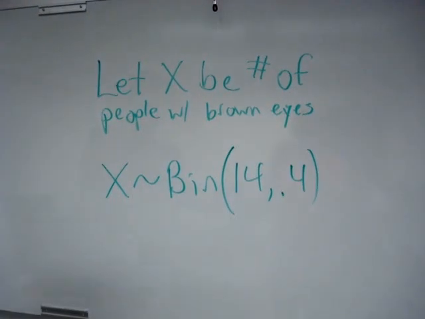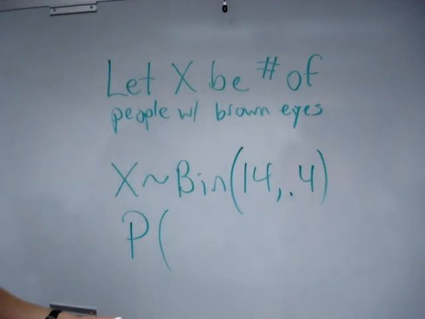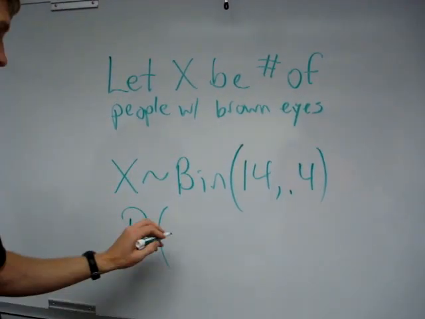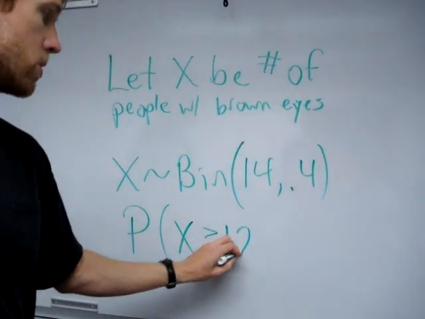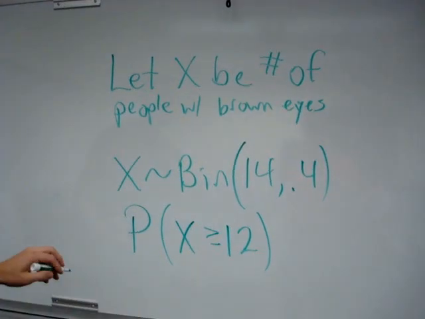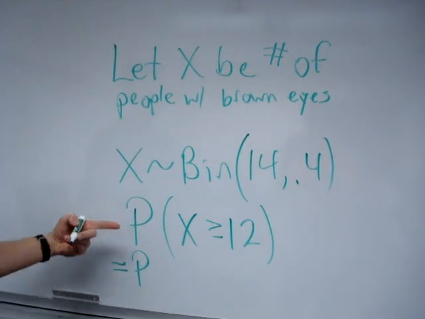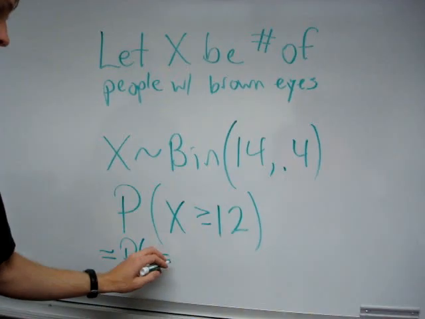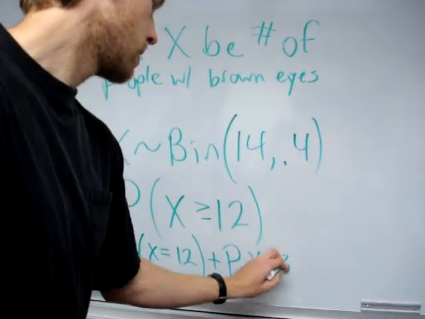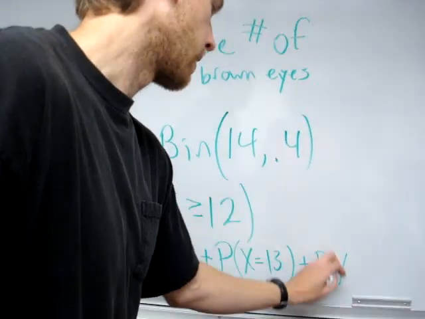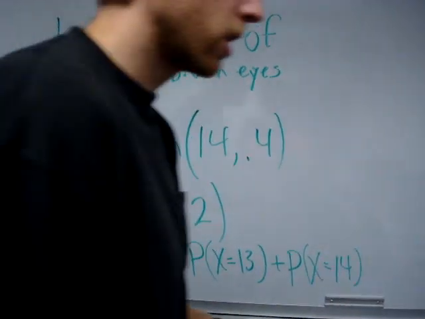Okay? And so what they're asking us to find is the chance that we get at least 12 people with brown eyes in that sample of 14. So we want the probability that x is at least, we'd use greater than or equal to, 12. And if you wanted to, you could also do it this way. It'll be easier to find this one because StatCrunch will do this for us directly, but you could also do this as equal to the probability that x is 12 plus the probability that x is 13 plus the probability that x is 14. Okay, so we're going to use StatCrunch to see if we can find this.